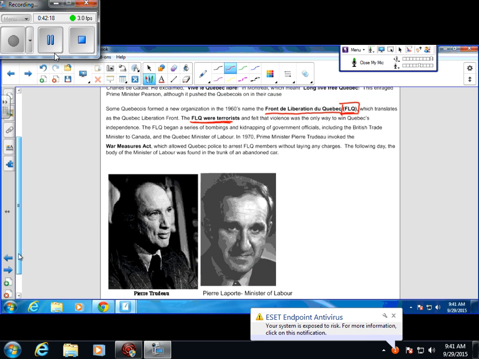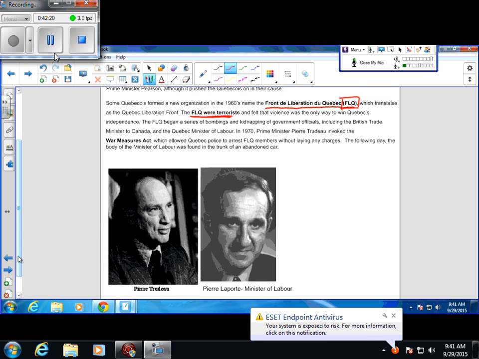So Pierre Laporte, this fellow right here, was kidnapped by the FLQ and eventually killed, which led our Prime Minister during this time period, Pierre Elliott Trudeau, to invoke the War Measures Act.